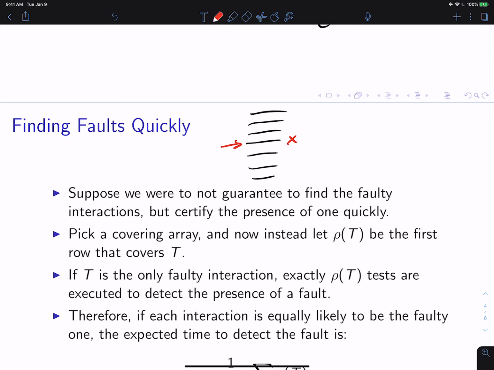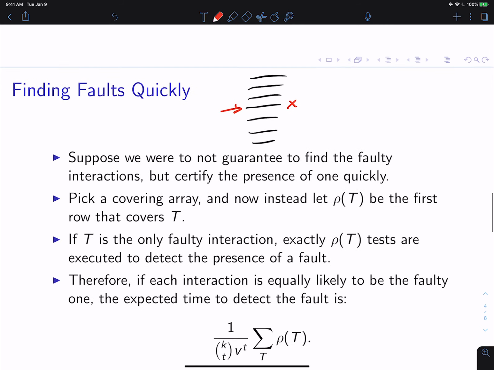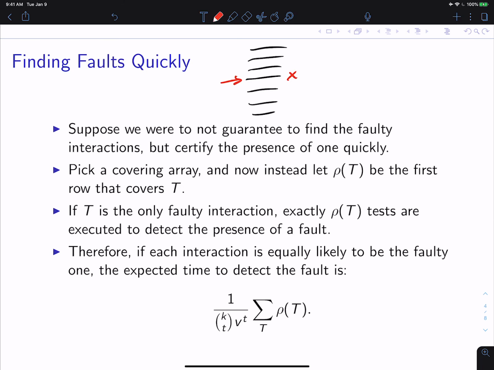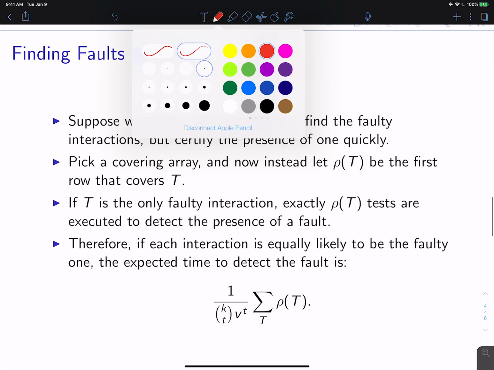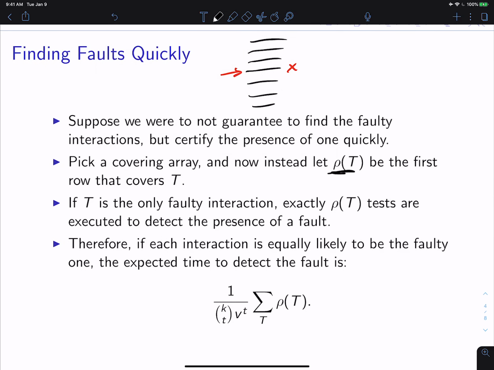So it's a different question, of course, because we're not actually finding what things are causing the fault, but rather we're just trying to determine whether there's a fault quickly instead of having to test everything, which may be too cumbersome. So what we're going to note here is row of t.